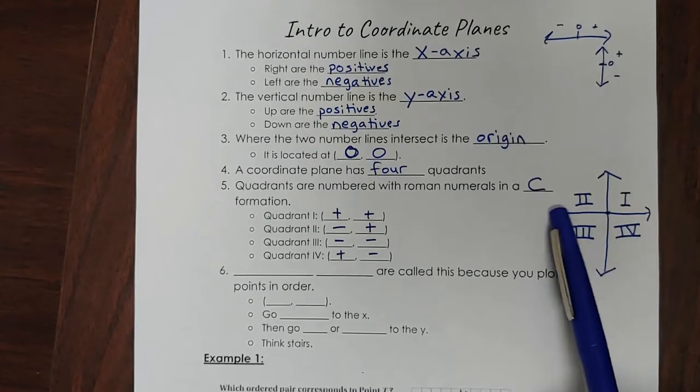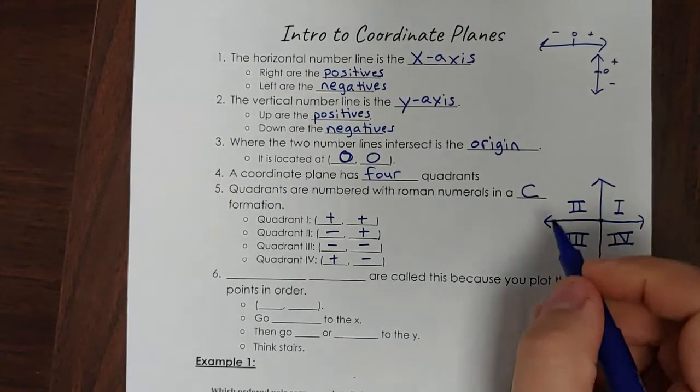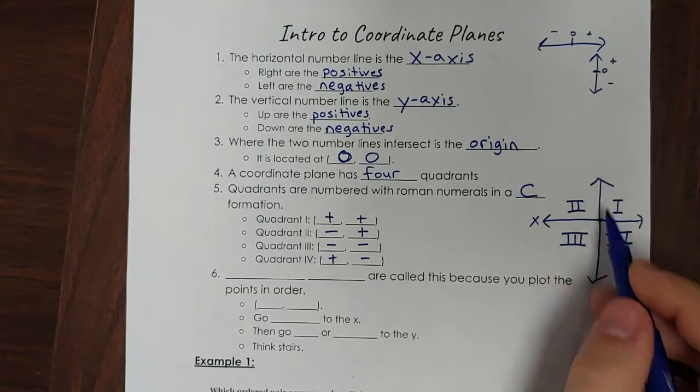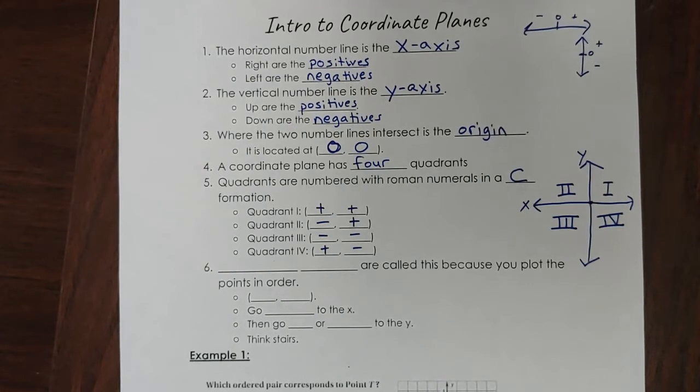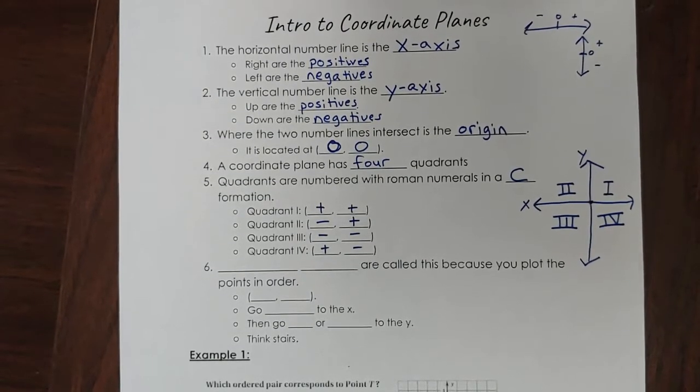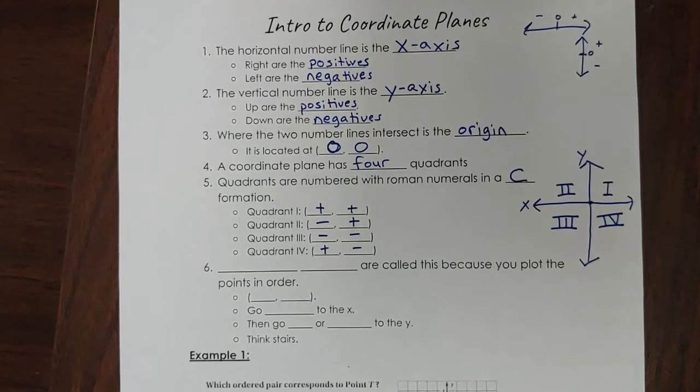So, this is the x-axis. I'm going to put an X here. And this is the y-axis. I'm going to put a Y up here, okay? When you're working on some of this stuff in your book, if you want to put the X and the Y on your coordinate planes to keep everything straight, by all means do it. Okay?